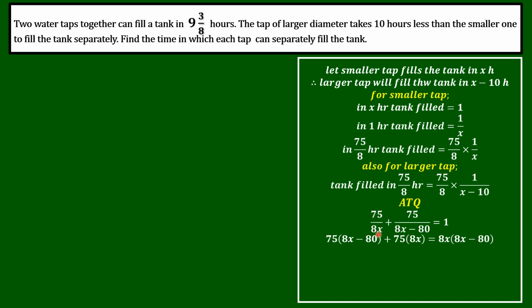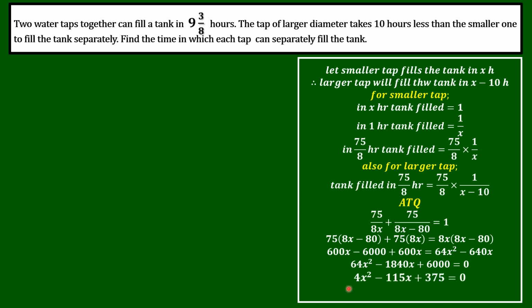We'll shift it to this side, 1 into 8x within the bracket 8x minus 80. On this side 8x is cancelled out, this 75 is multiplied by 8x minus 80 and this 75 is multiplied by 8x. Okay, further simplifying it for a quadratic equation, we get 64x square minus 1840x plus 6000 is equal to 0. Further simplifying it by dividing throughout by 16, we get the final equation, that is 4x square minus 115x plus 375 is equal to 0.